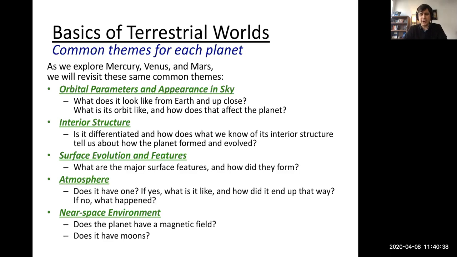So the Earth has a moon, but what about the other terrestrial planets? Turns out Mars is the only other planet with moons. It has 2. And then we'll also talk about in the near space environment, things like, does it have a magnetic field? So the big baked potato, small baked potato, is it large enough to drive a planetary dynamo?